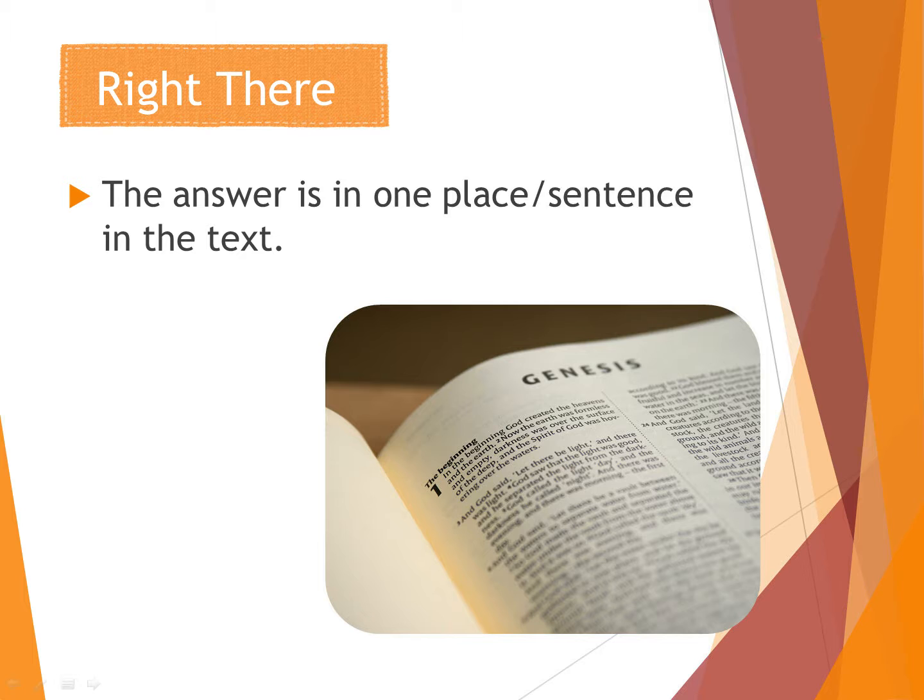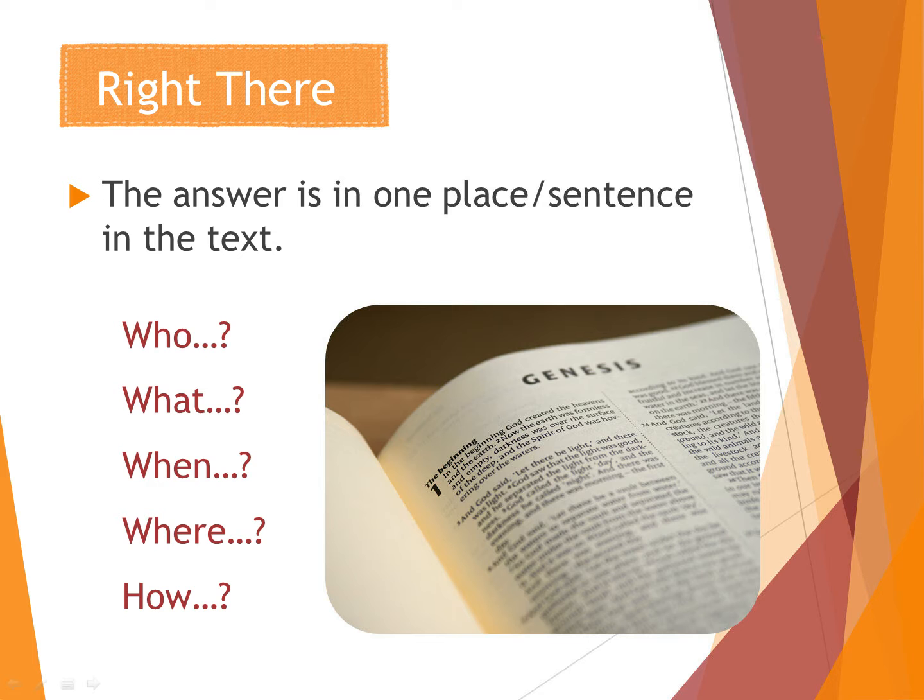The first one is right there. Right there questions are simple and direct. The answer is usually in one place or one sentence in the text. WH questions are often used. For example, who is in the text? What has happened? When does it happen? How does it happen? And so on.